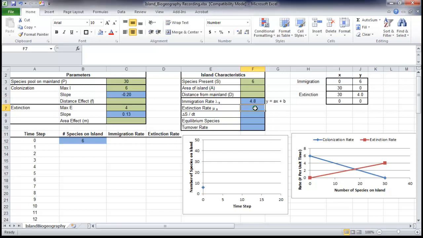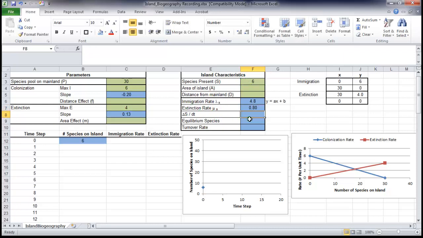Now how about the extinction rate? The extinction rate is the red line here, and we know that the intercept of this line, where it crosses the y-axis, is 0. So our intercept is 0, and then all we need to do is multiply the slope times the number of species present. So that would be equal to cell C8 times cell F3.